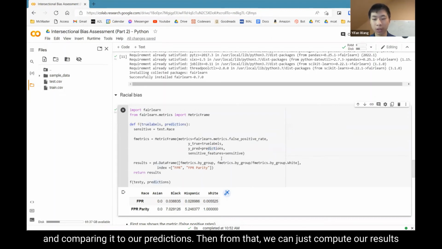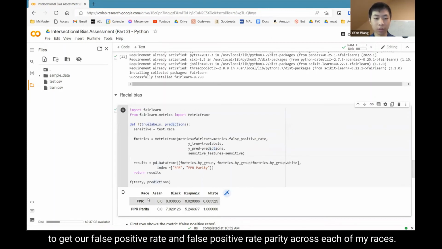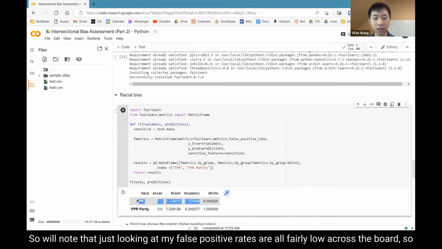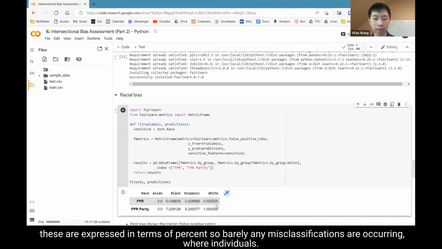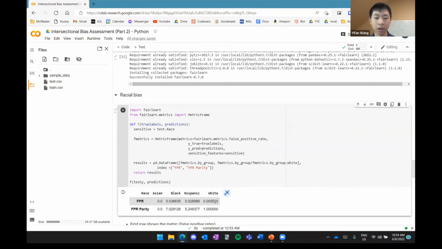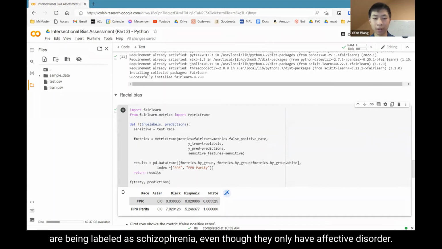And then from that, we can just compute our results to get our false positive rate and false positive rate parity across each of my races. So we'll note that just looking at my false positive rates, they are all fairly low across the board. So these are expressed in terms of percents. So barely any misclassifications are occurring where individuals are being labeled as schizophrenic, even though they only have affective disorder.